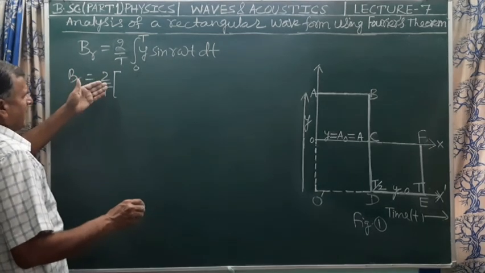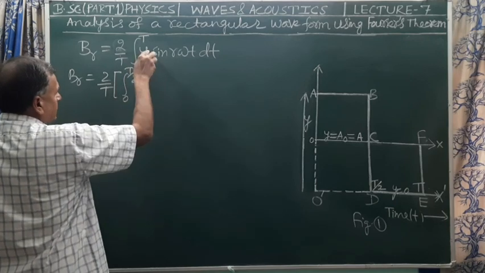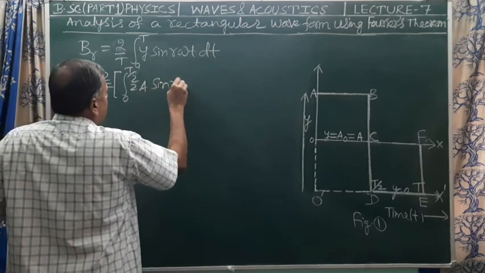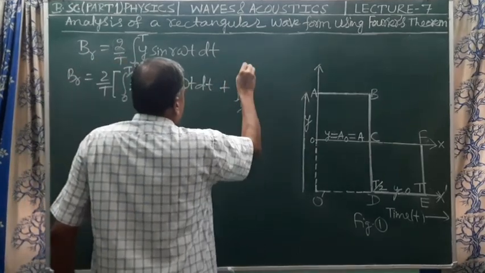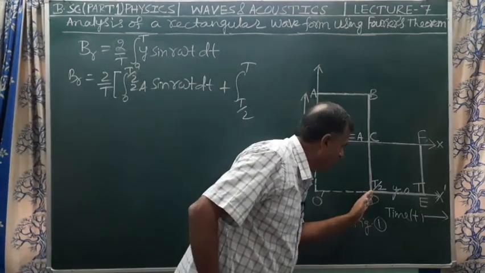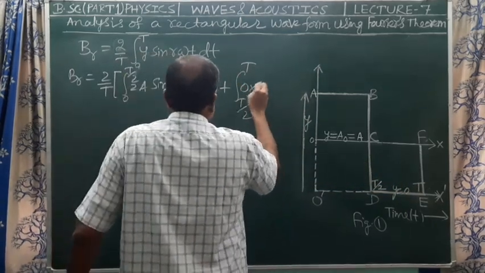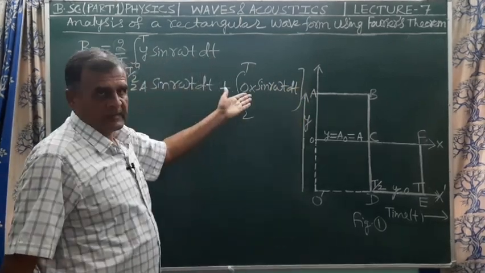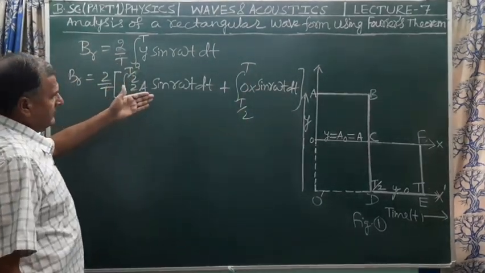Now 2 by T multiplied by, under the bracket, integral 0 to T by 2, displacement y is equal to 2a, so we can write 2a in place of y, 2a sin r omega t dt, plus integral T by 2 to capital T. Now displacement y is equal to 0 for time interval T by 2 to capital T as shown in figure 1. So in place of y we can write 0 into sin r omega t dt. Now the second integral, because displacement y is equal to 0, becomes 0, so we have only the first integral.